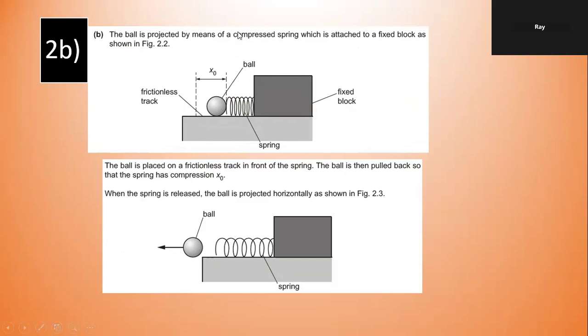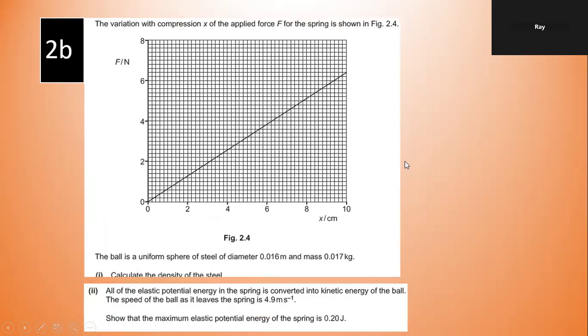The ball is projected by means of a compressed spring, which is attached to the fixed block as shown in the figure. The ball is placed on a frictionless track in front of the spring. The ball is then pulled back so that the spring has a compression of x naught. The spring is released, the ball is projected horizontally as shown in 3.3. So that's the graph. Direction of compression x of force F of the spring is shown. Calculate the density of steel.